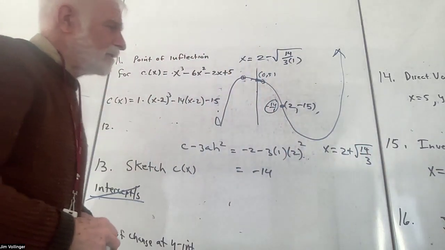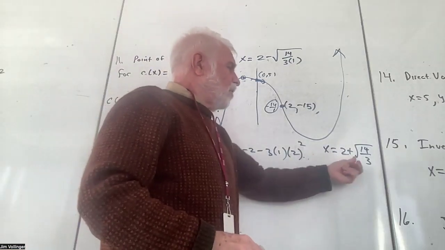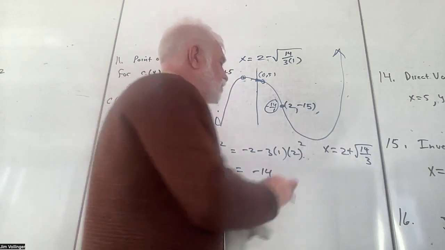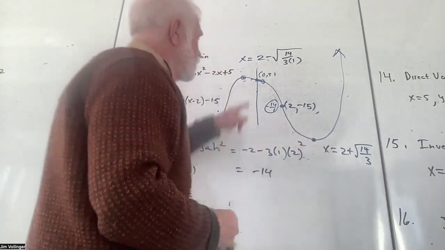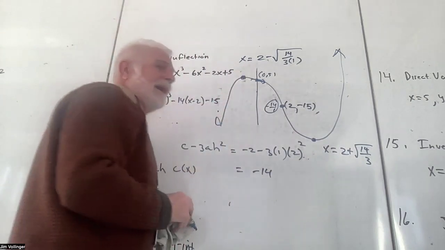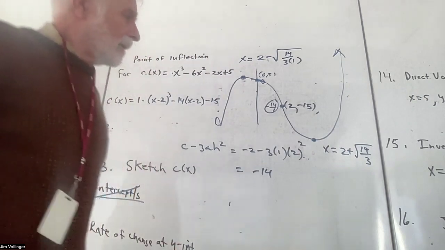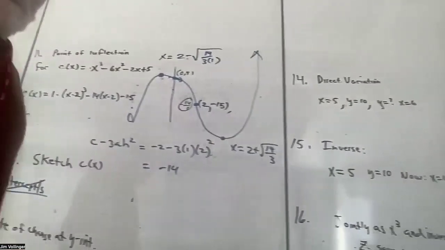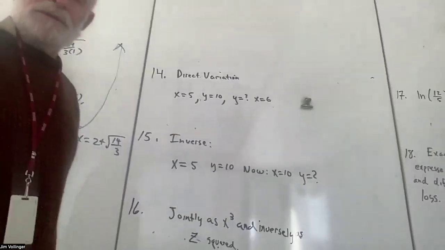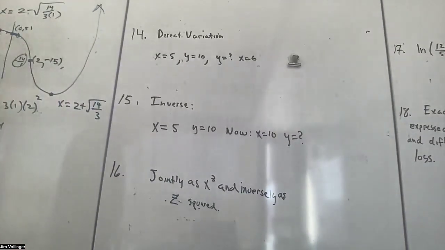That's not tough. 14 over 3 is a little bit more than 4. So a little bit more than 4 units to the right would get us my local min, and a little bit more than 4 units to the left would get the x value of the local max. Quick and easy. All right. And again, just trying to put some things in your head. Day 2, maybe a little bit further along than day 1.